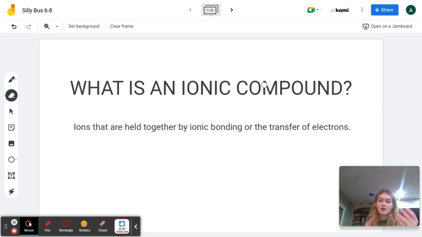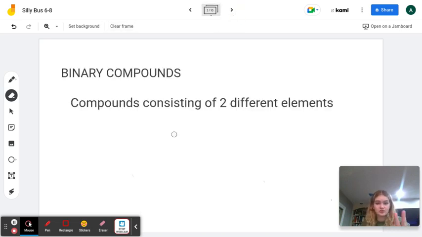So in this case, because we want a cation and anion to bond and transfer electrons, we usually have a metal and a nonmetal in these types of compounds. Within these compounds, we have two different types. First are binary compounds. These are the simplest. They're compounds consisting of two different types of elements.